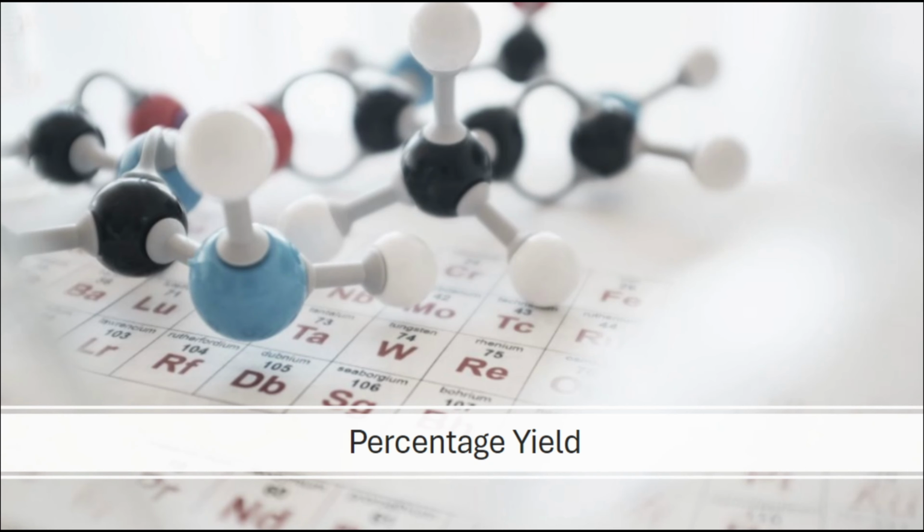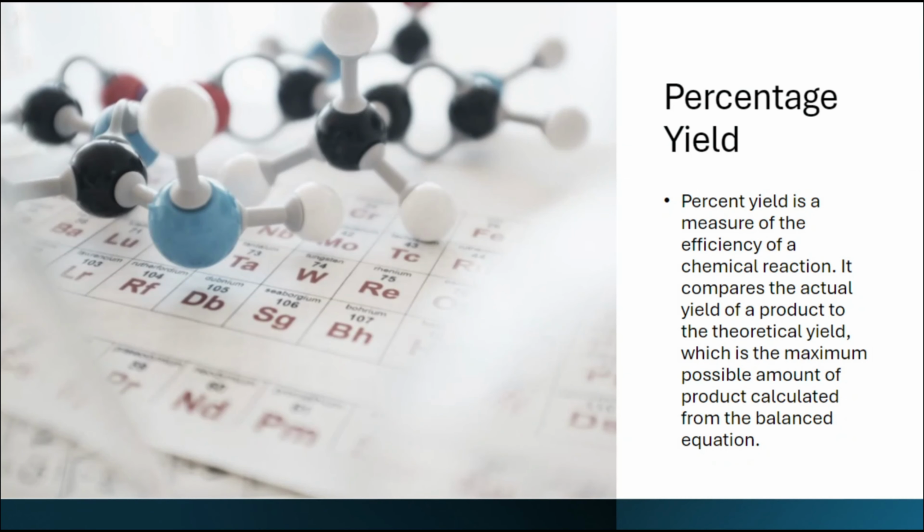Then percentage yield. Percentage yield, or percent yield, is a measure of the efficiency of a chemical reaction. So how well did the chemical reaction perform? It compares the actual yield of a product to the theoretical yield, which is the maximum possible amount of product calculated from the balanced equation.